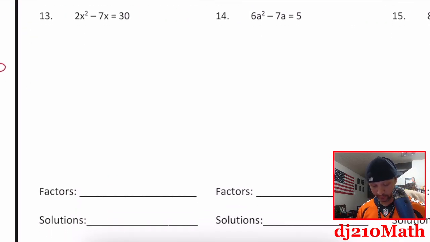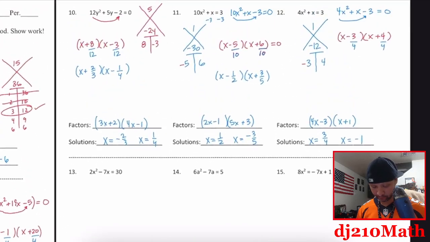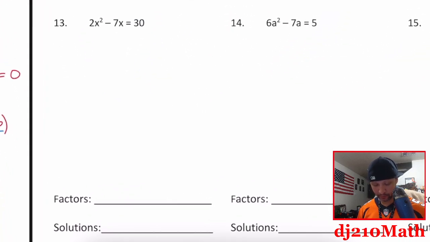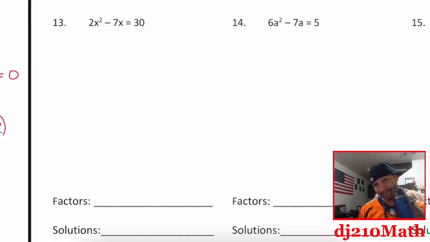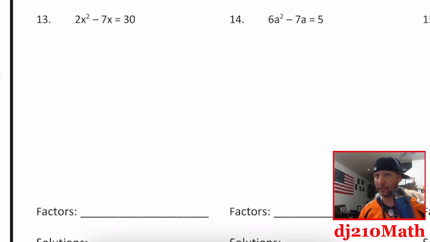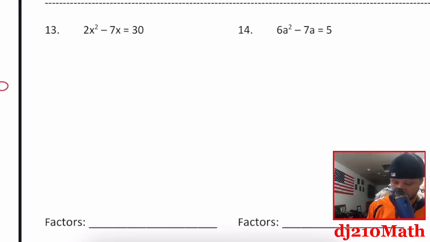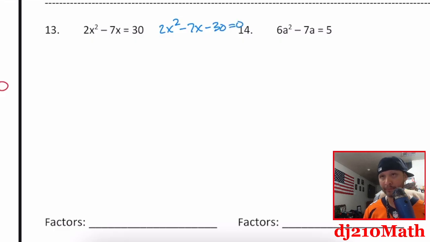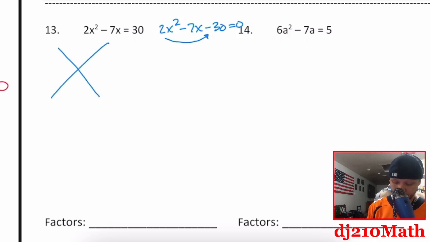Okay, these are getting ugly. And they switched the variable. Okay, so number 13. We're going to subtract 30, right? Because it has to be equal to 0. All right, this is going to be 2x squared minus 7x minus 30 is equal to 0. 2, 7, and 30, no GCF. So 2 times negative 30, negative 60. Needs to add up to negative 7.